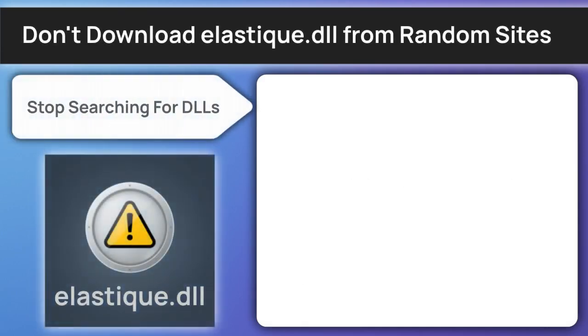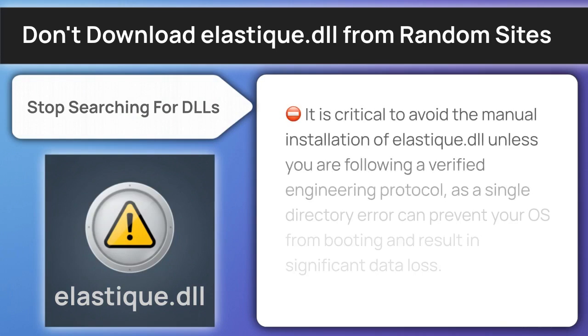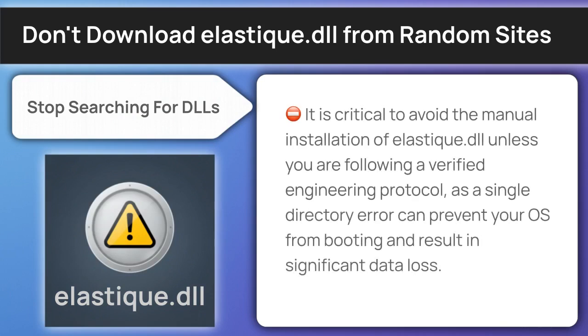As we finalize the restoration, it's important to observe standard security protocols regarding system files. The risk of a blue screen of death increases significantly when you attempt to manually swap out files like Elastique Library DLL in your System32 folder.